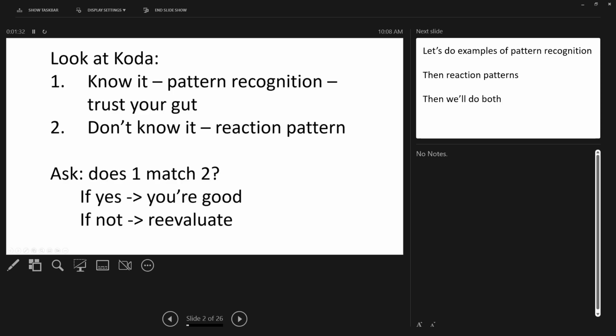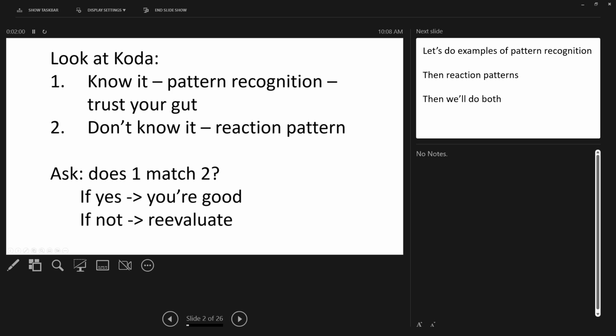So I think the first thing one should do anytime you look at a Kodachrome or a patient comes into our office in real life is divide it into two buckets. You look at it and you immediately know it based on pattern recognition and your gut, or you don't know it and you have to go on to reaction pattern. So someone pulls up their sleeve, or you're looking at a Kodachrome, or you're on a board examination. You have that microsecond gut feeling that you know what it is, and something immediately pops into your mind. That's number one. Stick with it.